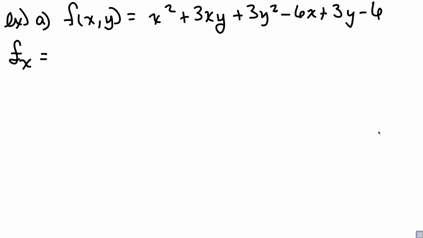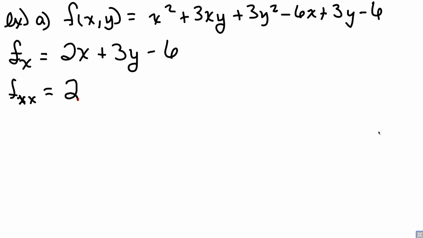All right, so what we're going to do first is we're going to first look at the partial of f in respect to x. So if we do the partial of f in respect to x, we're going to end up with 2x plus 3y minus 6. Okay. Now, we do need the second order partial in respect to x, so let's go ahead and do that. So the second order partial in respect to x will be what? Will be just 2.